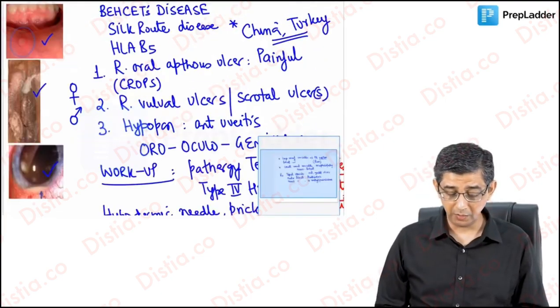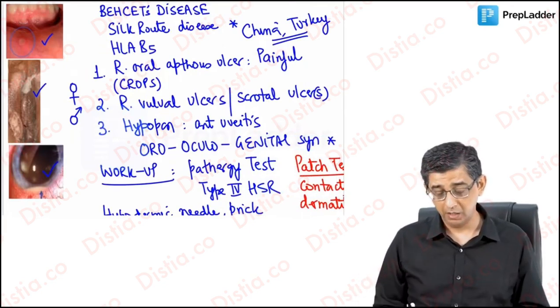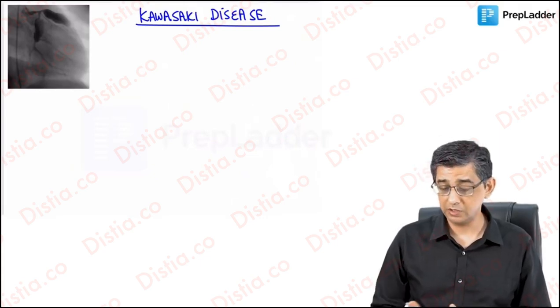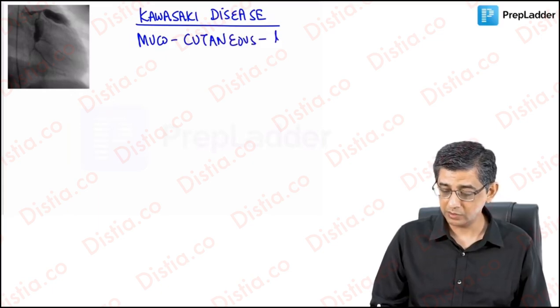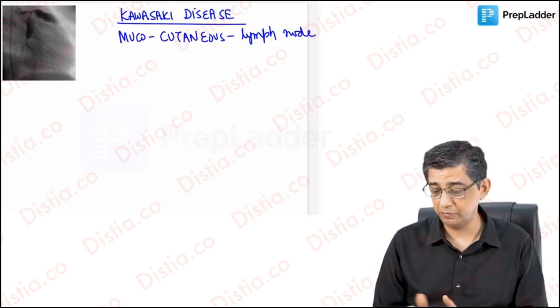Now, just like I described a disease which has the shortcut oro-oculogenital, I next want to describe a disease where again we will have three words coming up together, that is mucocutaneous lymph node syndrome. I'll give a description also of how to crack this, but at the moment I just want you to remember the terminology. Kawasaki disease is what we are discussing next, and it can be cracked by the usage of the words mucocutaneous lymph node syndrome.